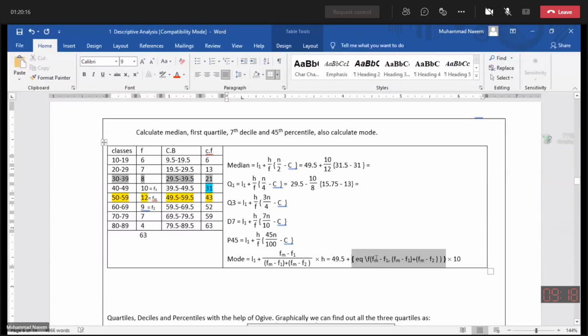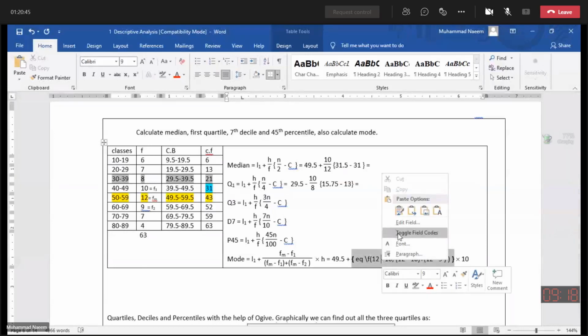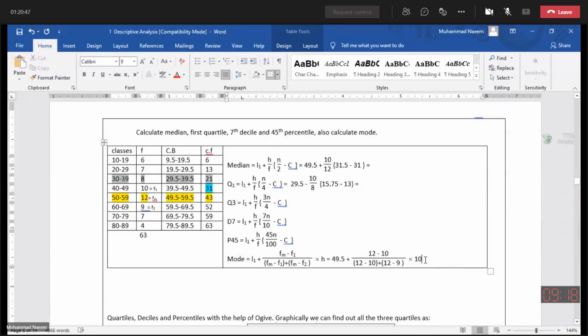And the other values: Fm is 12, F1 is 10, and the value of F2 is 9. Simplify all this. You will get the value of the mode.